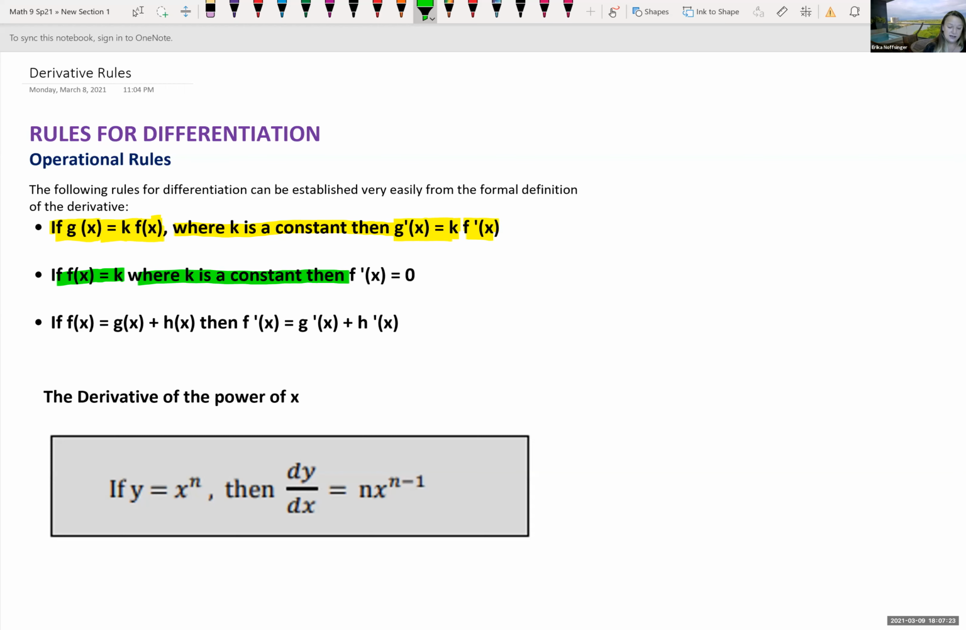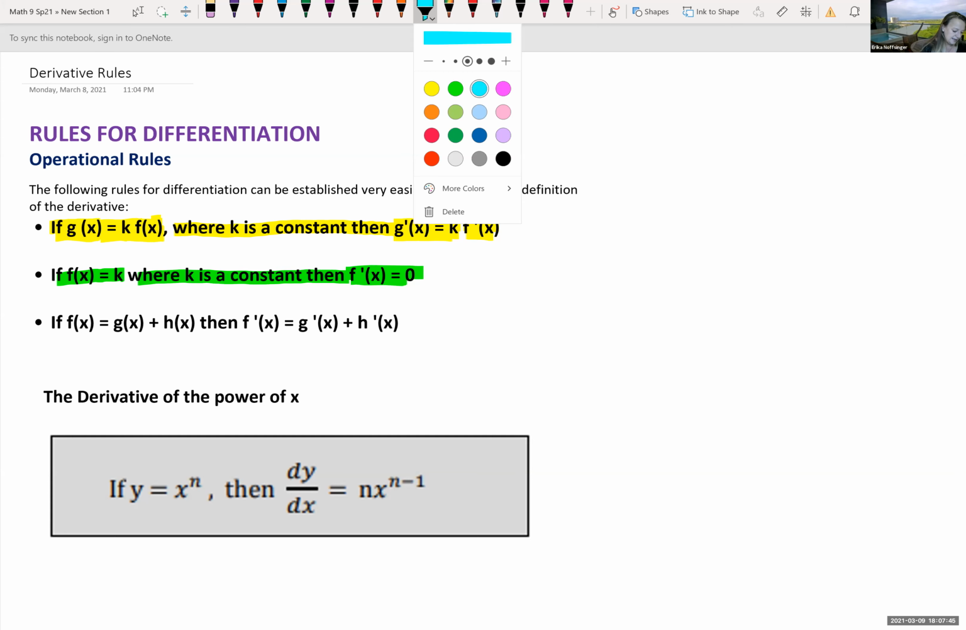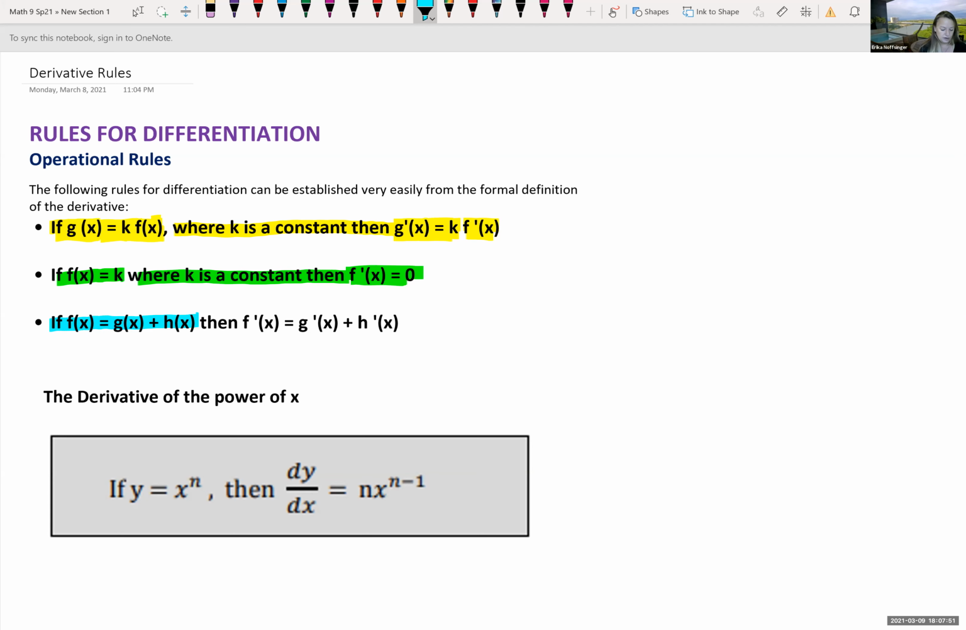where k is a constant, then the derivative of a constant is equal to zero. So we talked about if we had some graph f of x equals k or y equals a constant, that was just a horizontal line, and the rate of change on that horizontal line, the slope, is zero. So that makes sense. And then that last one says, if you have some function f of x, which is equal to a sum, it could also be a difference, of two functions, g of x plus h of x, both g of x and h of x are differentiable, then we can say that the derivative of f of x is equal to the derivative of g of x plus the derivative of h of x.